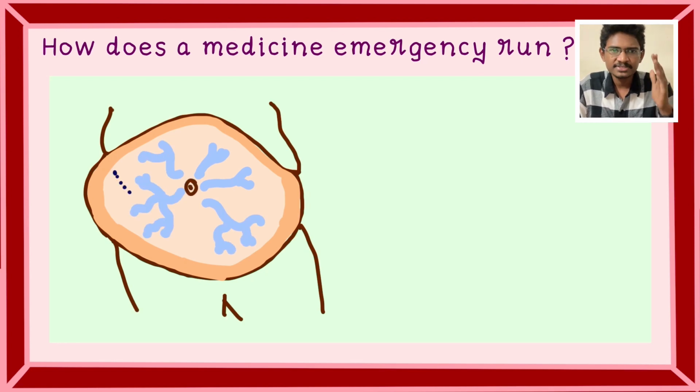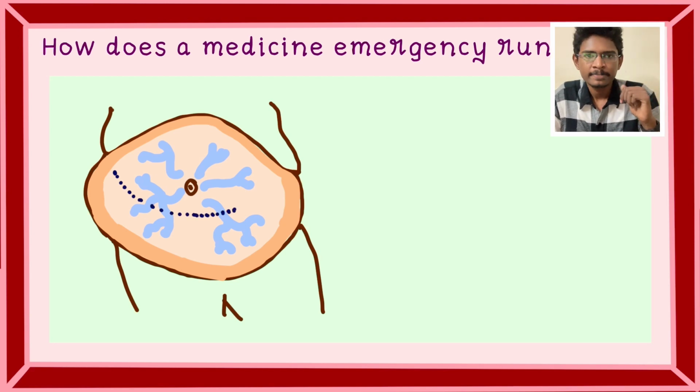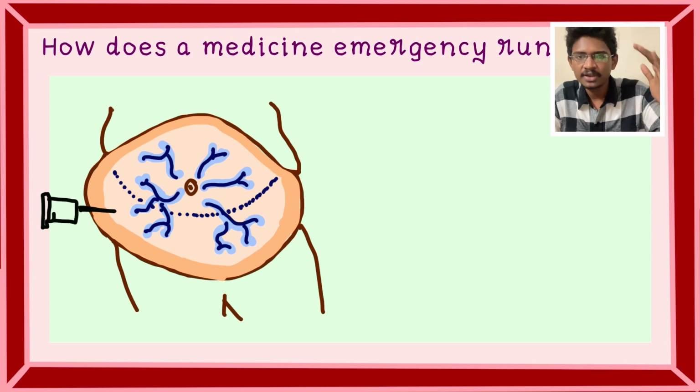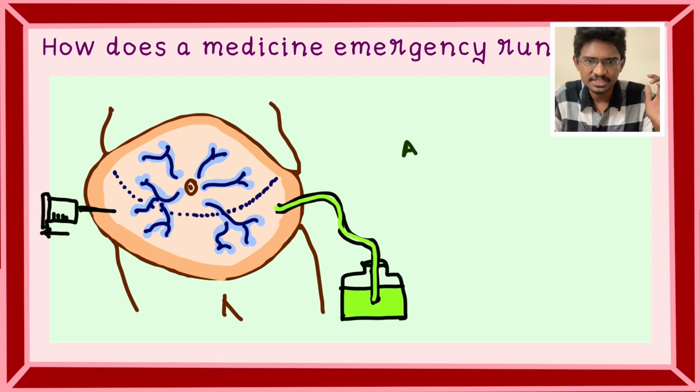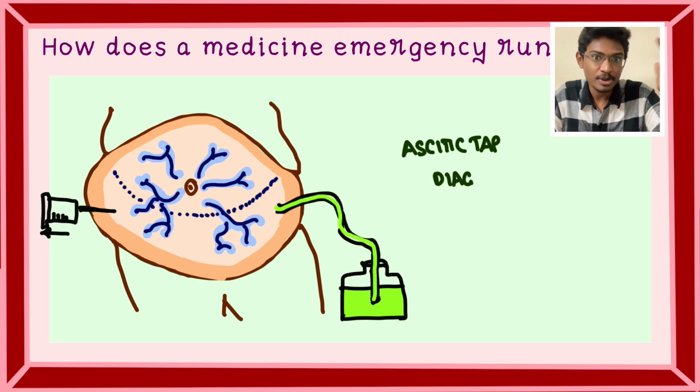Next comes paracentesis, ascitic tapping. Here also it can be done as a diagnostic tap as well as a therapeutic tap. Diagnostic, where you are unsure of the diagnosis and you are doing it to confirm it, as well as in a chronic liver disease patient who is developing signs of spontaneous bacterial peritonitis, SBP. To rule out SBP, you are doing this tap.